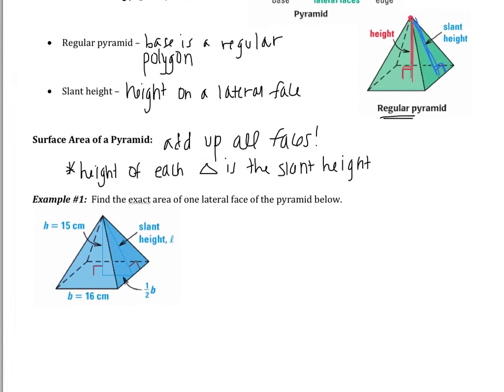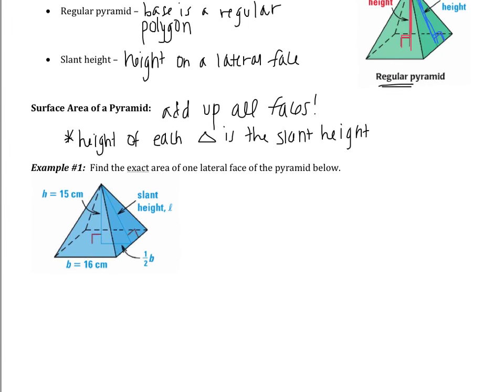So let's look at example number 1. Example 1 says, find the exact area of one lateral face. Okay. So we're not being asked for the surface area, we're not being asked for the lateral area, we're being asked for the area of one triangle, that's it. So like the area of this triangle, for example. That's what we're being asked for. So area is going to be 1/2 base times height.